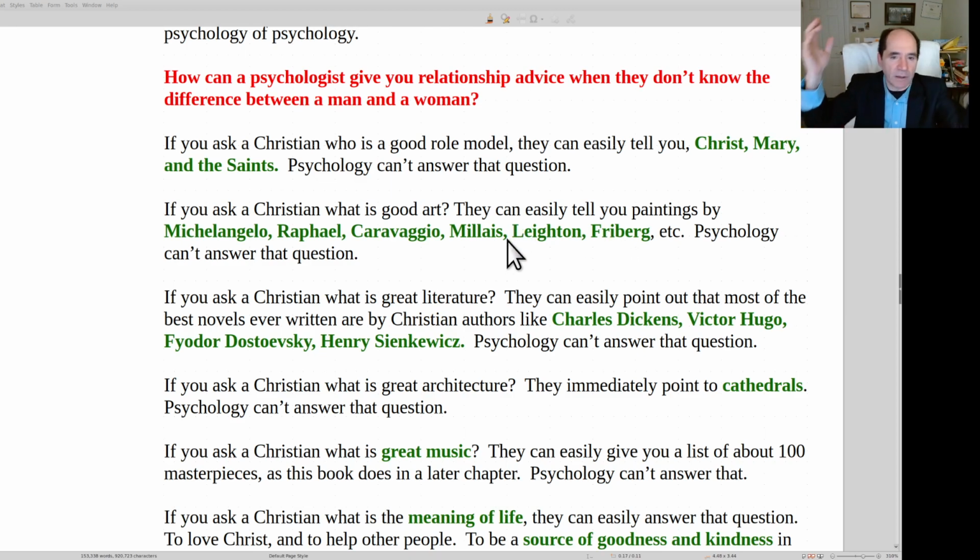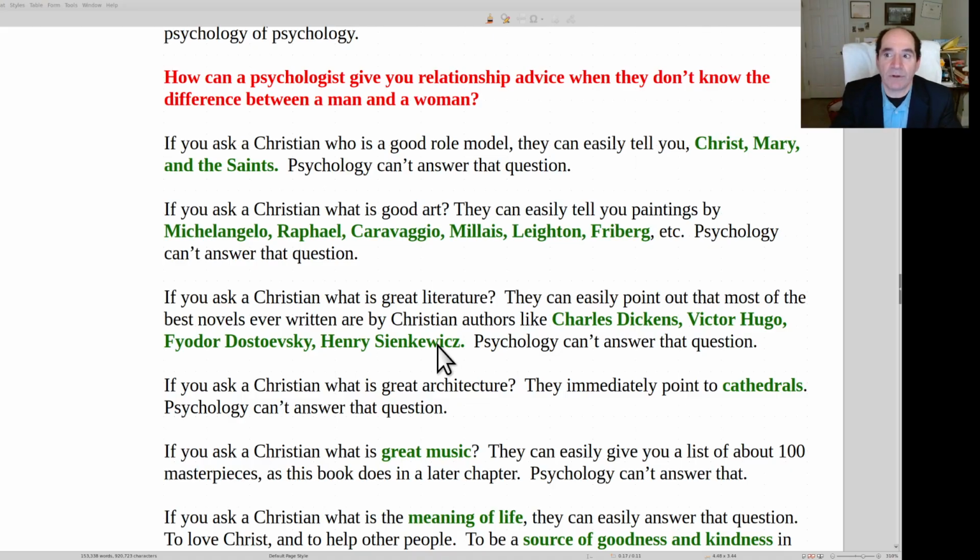It'll be like Christ, the saints. Easy, okay? And if you ask a Christian, what is good art? They can easily tell you. Paintings and sculpture, Michelangelo, Raphael, Caravaggio, Millet, Leighton, Freeburg, etc., on and on and on. Psychologists can't answer that, okay? If you ask a Christian, what is great literature? They can easily tell you. Charles Dickens, Christmas Carol, Victor Hugo, Les Mis, Fyodor Dostoevsky, Brothers Karamazov, Henry Sienkiewicz, Quo Vadis, okay? Psychology can't answer that question.